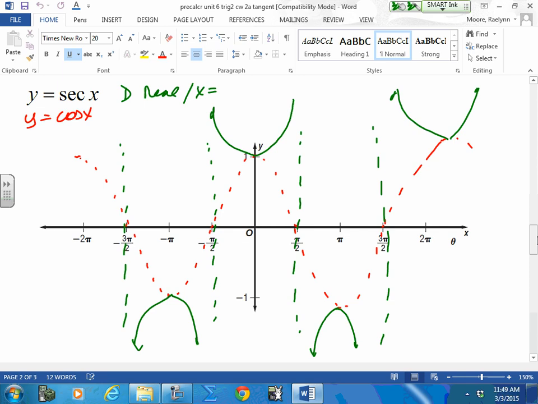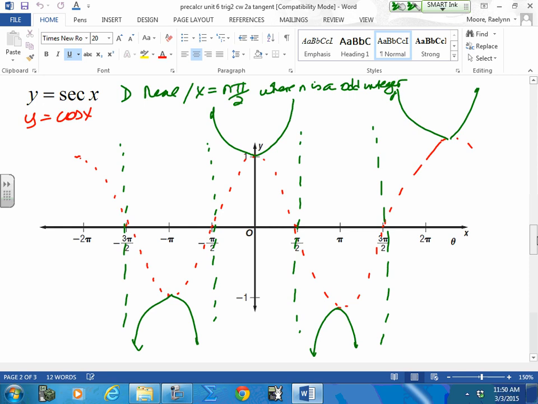So n pi over 2, where n is what? A negative, an odd integer. Where n is an odd integer. I can't use the 1 pi over 2, the 3 pi over 2. The 2 pi over 2 is pi. I can use 2 pi over 2, which is pi.